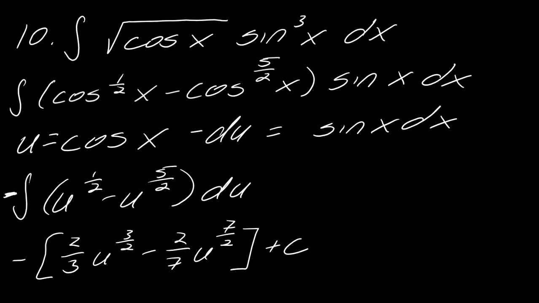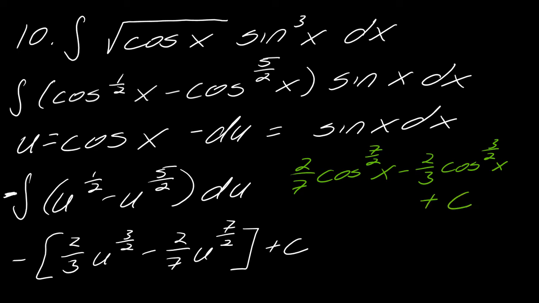So my final answer, I'll write my final answer in green just so you can clearly tell. So this will be 2/7, I'm just making the positive thing come first. 2/7 cosine to the 7/2 x minus 2/3 cosine to the 3/2 x plus c.